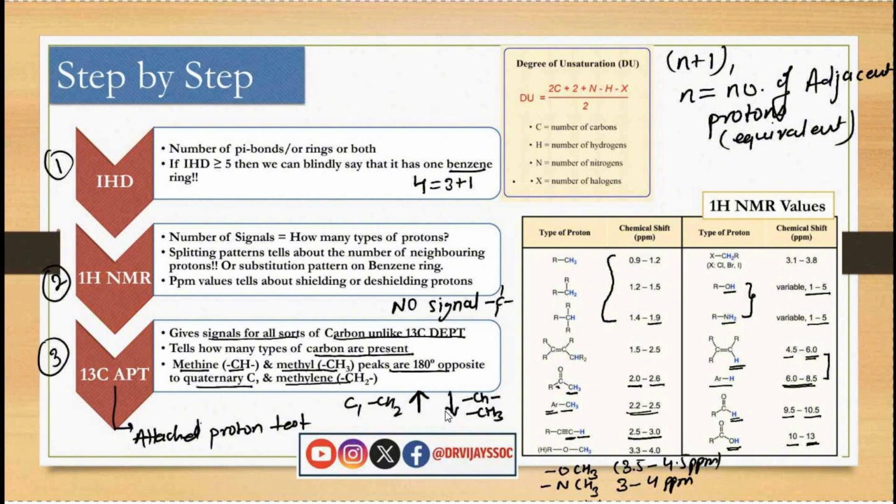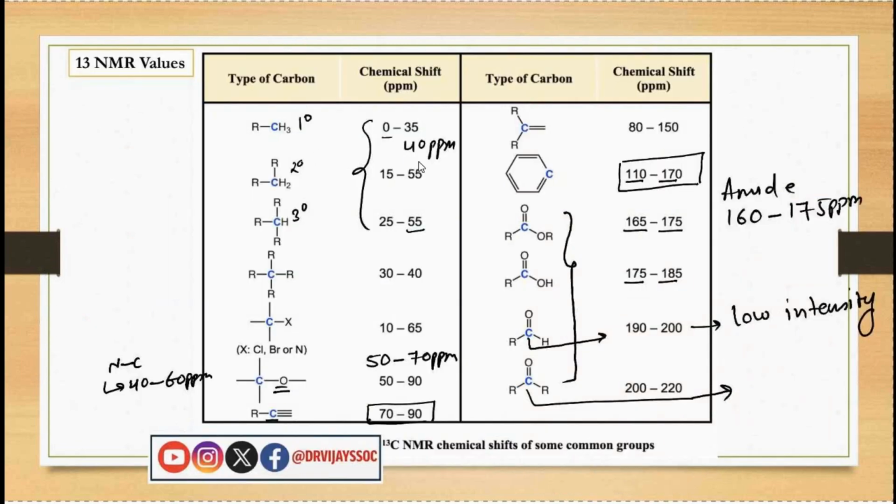But here the NMR which we are looking at, in that case we are following this pattern because those NMRs are presented in this way. It is also important to remember some of the chemical shift values for carbon. So here are some chemical shift values for the carbon. When it is primary, it is coming up to 35 ppm.